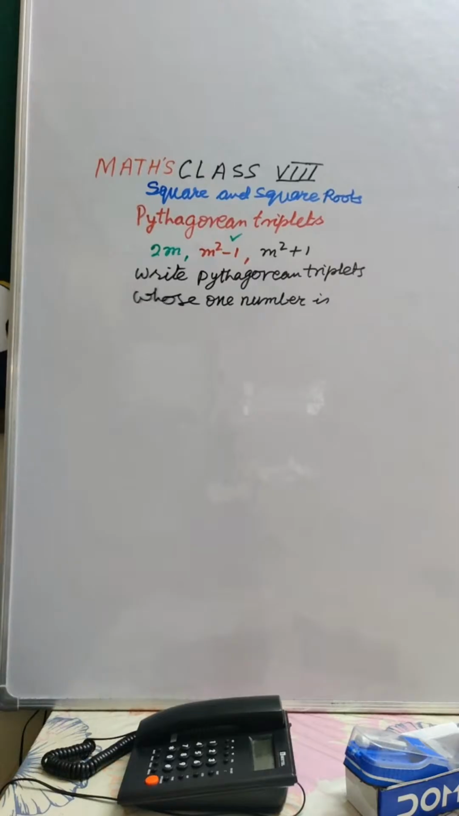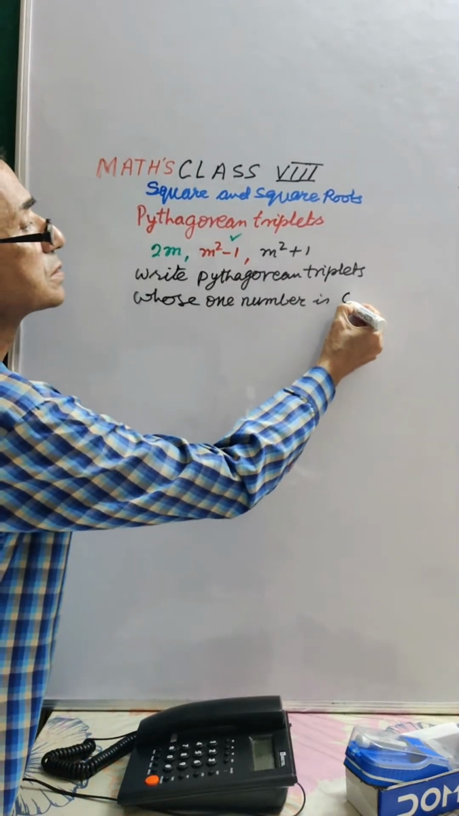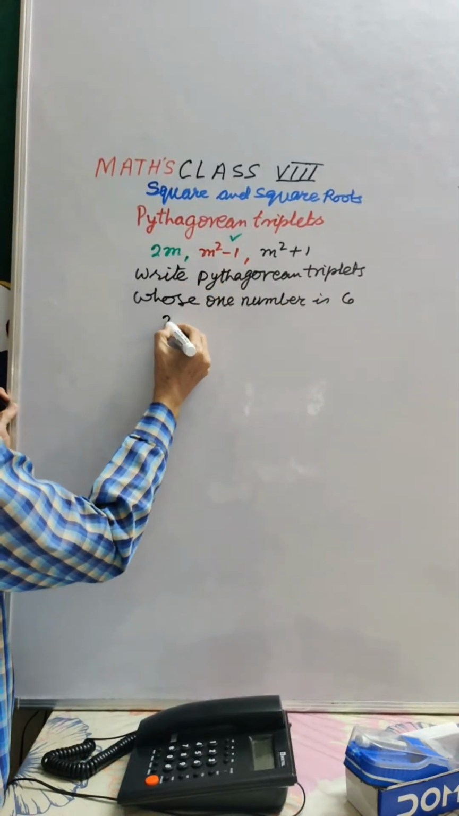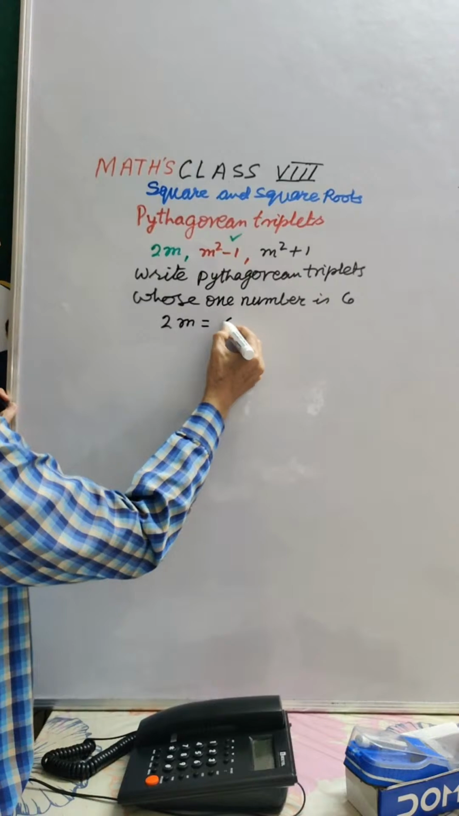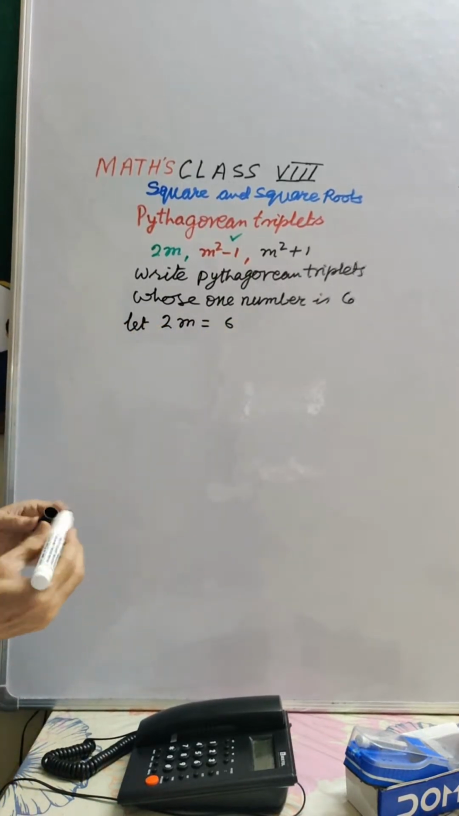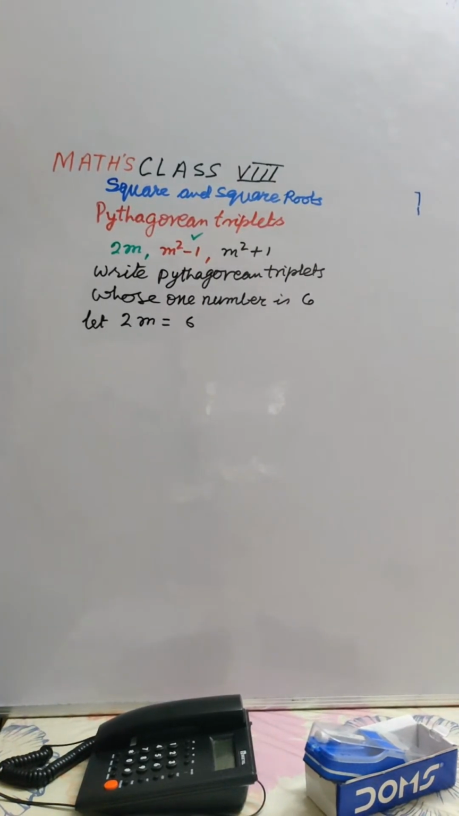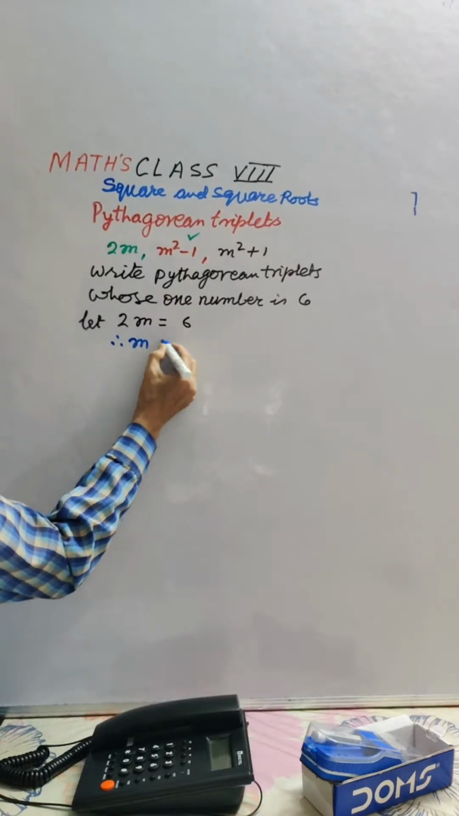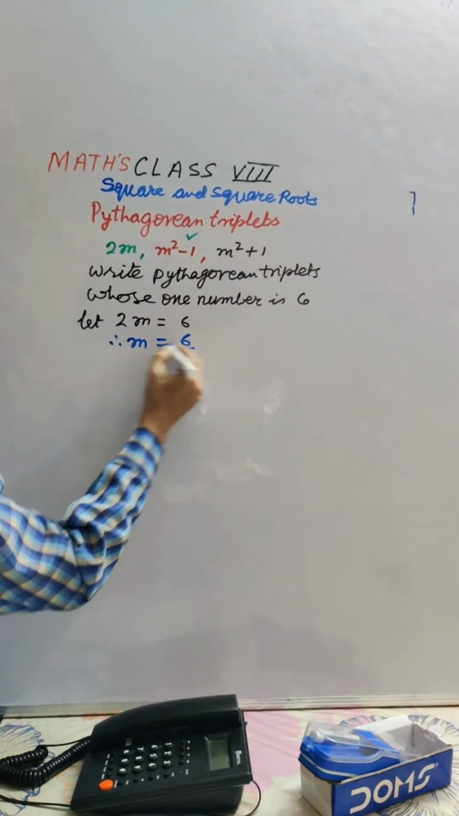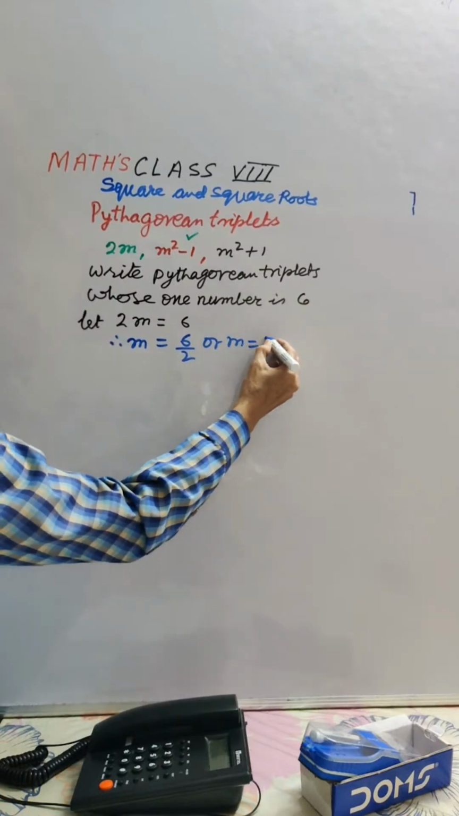Whose one number is 6. First we shall try 2m. 2m is equal to 6. If we take 2m as 6, then what will happen? Therefore m will be 6 upon 2, and m is equal to 3.